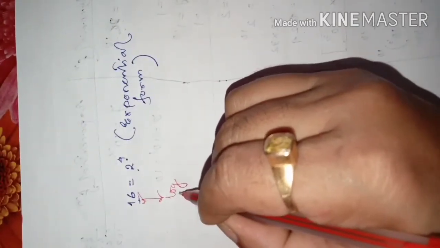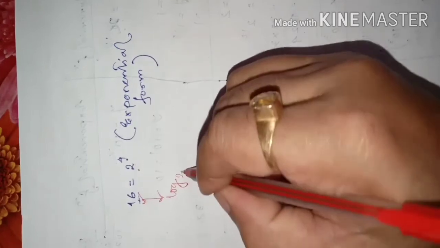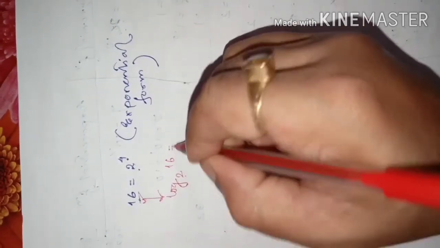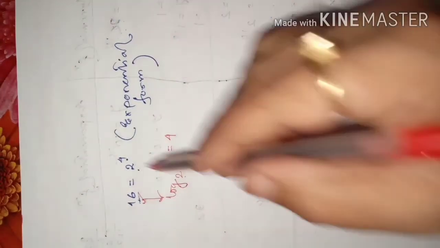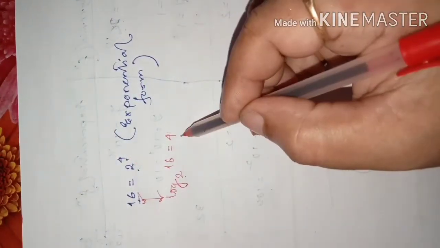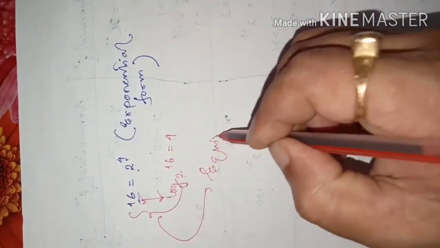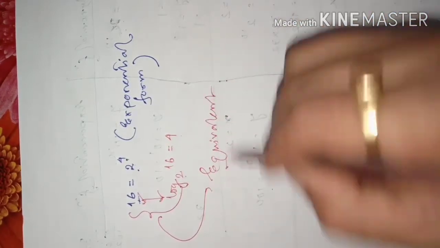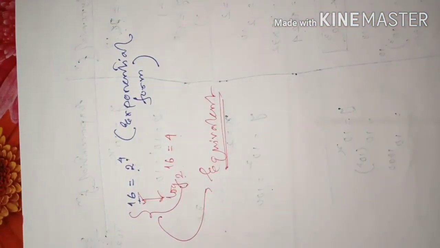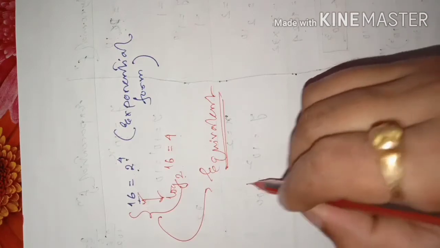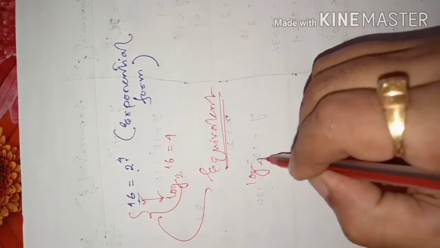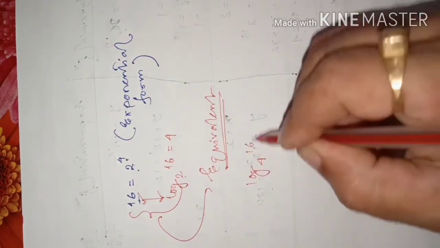Logarithm means logarithm to the base 2 of 16 is equal to 4. It means this 4 is expressed this way, log to the base 2. Both these are equivalent statements, equivalent meaning having the same meaning.